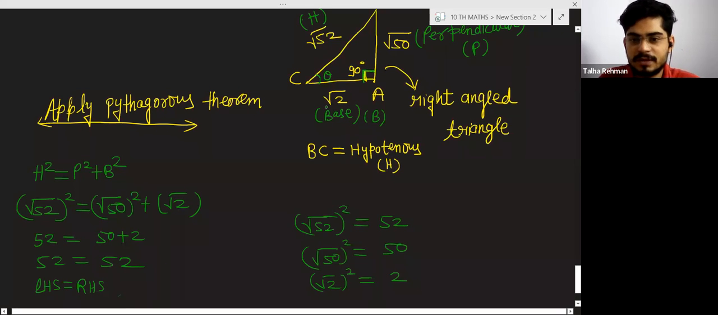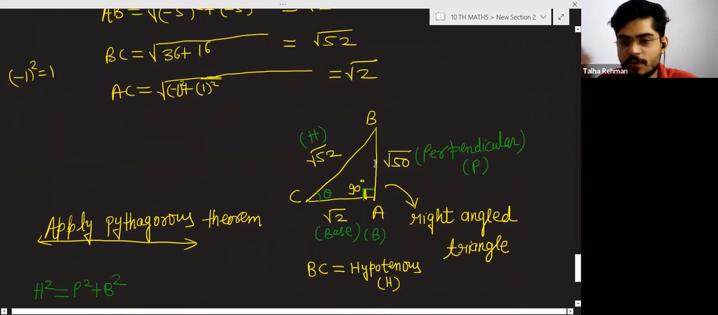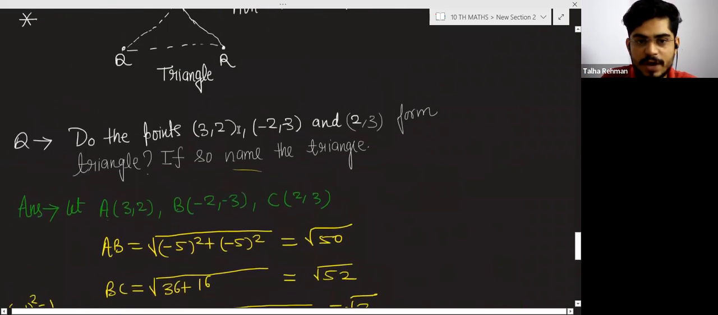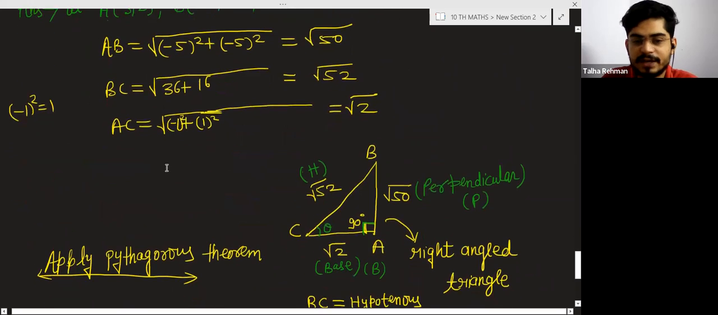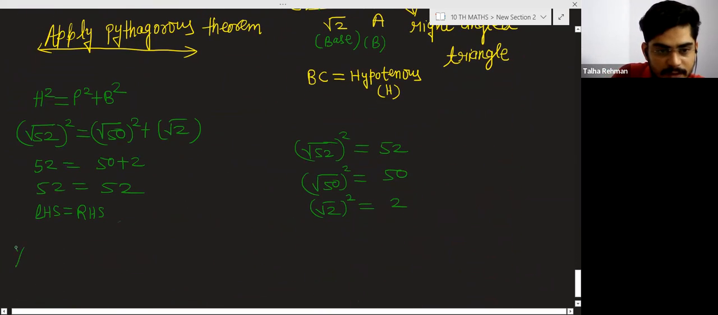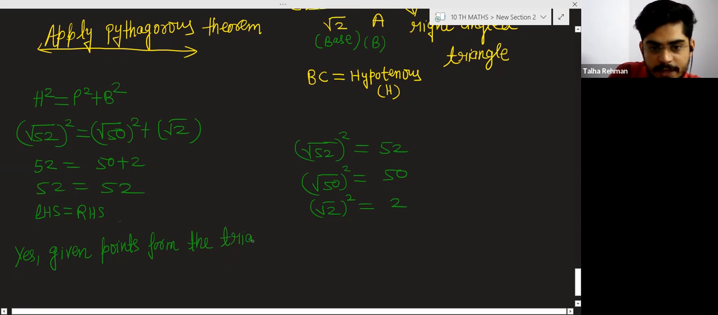Which means you can say these 3 points are forming a triangle. They have asked, do the points form a triangle? You will say yes, these points form a triangle. If so, name the triangle. The name of the triangle is right angle triangle. So you can write: yes, given points form the triangle, and the triangle is a right angle triangle.